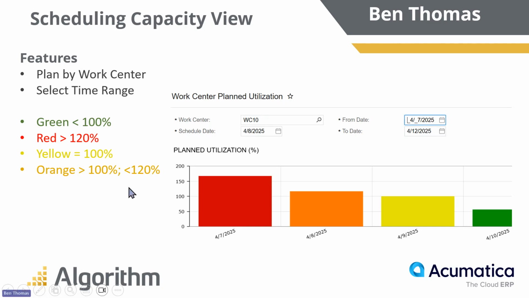And then the second thing I want to show, a little bit of eye candy, is a scheduling capacity dashboard view that's going to help you plan by work center over a selected time range. And we can talk about what the different colors mean. This second feature, this capacity view, is only available with advanced planning and scheduling on your license.